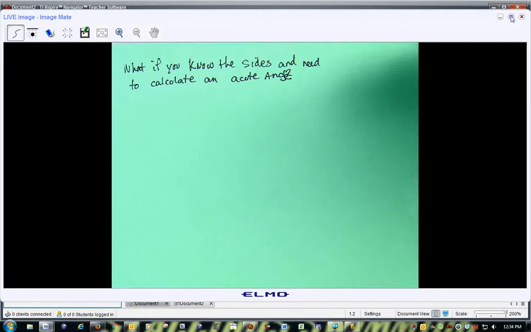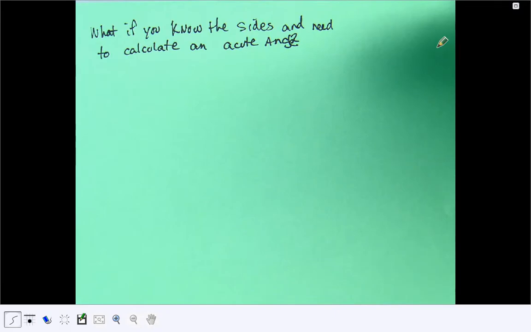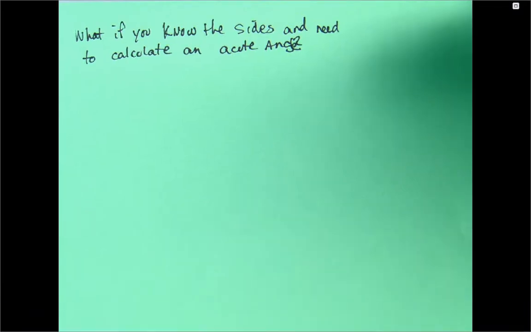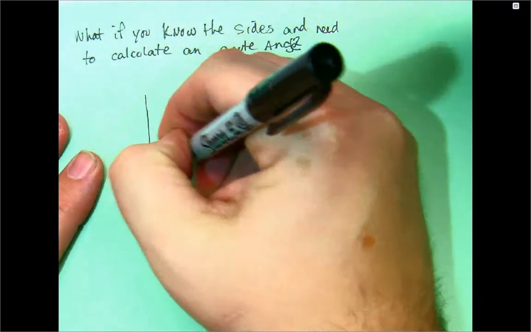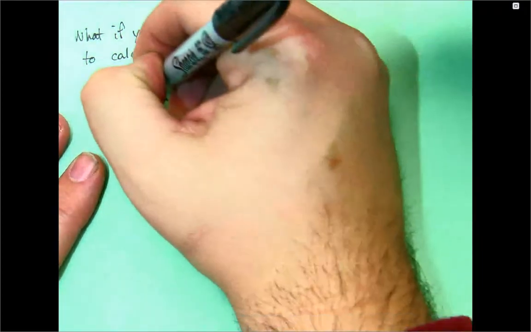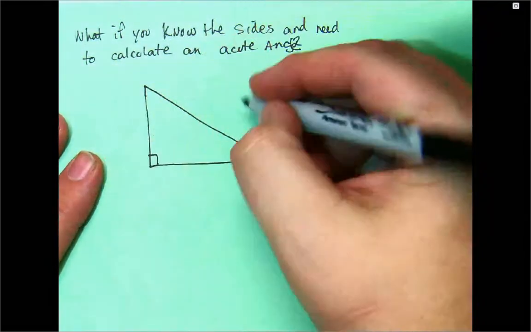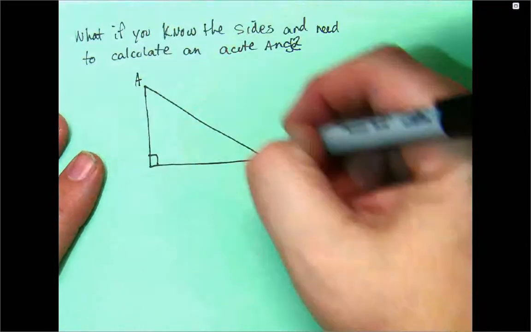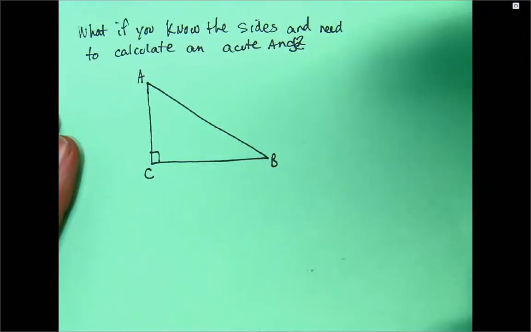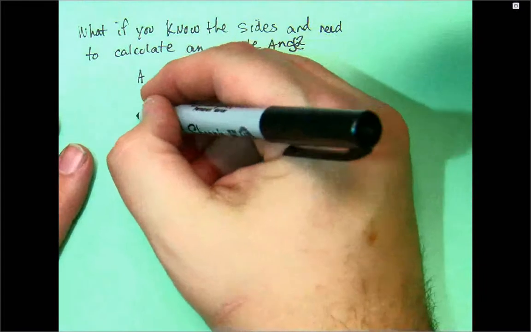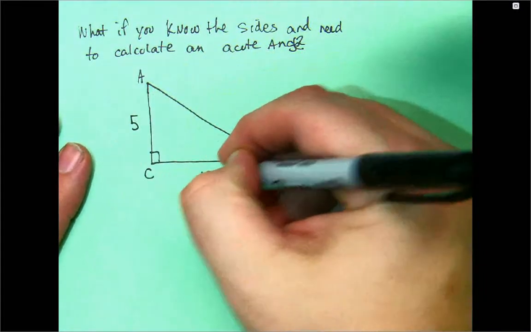All right, ladies and gentlemen, what if you know the sides of the triangle and you need to know the acute angle? Let's say there's A, there's B, there's C, and you have your triangle set up. That's 5, that's 12, that's 13.